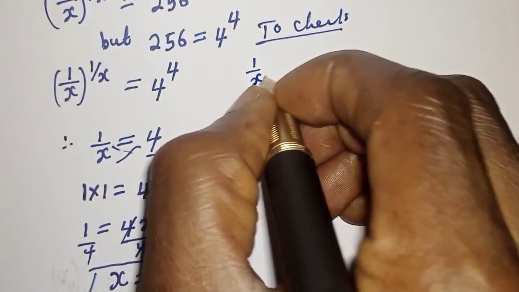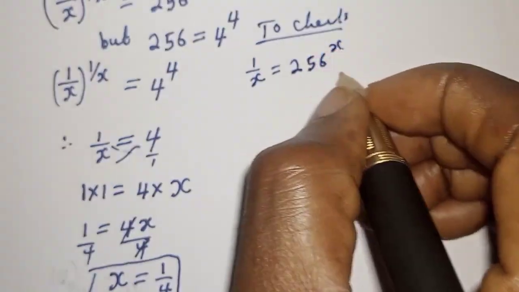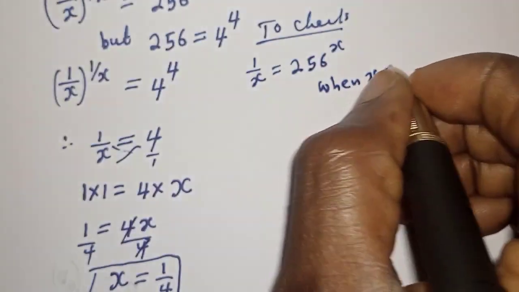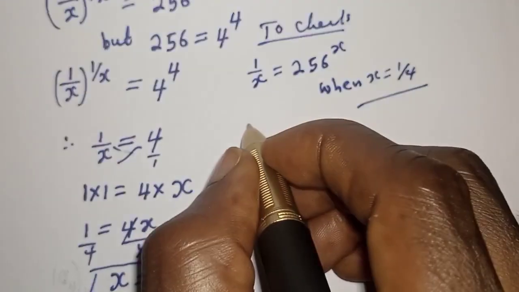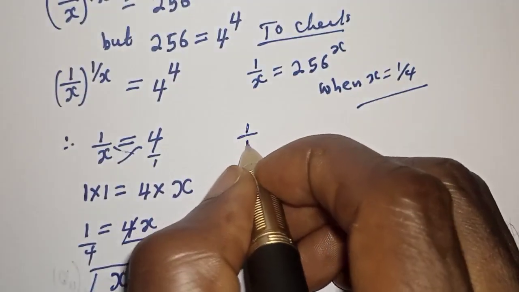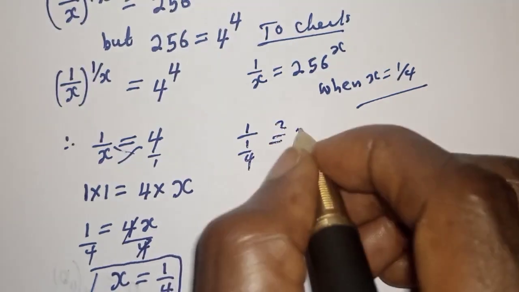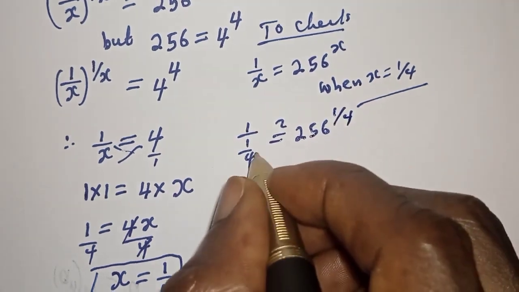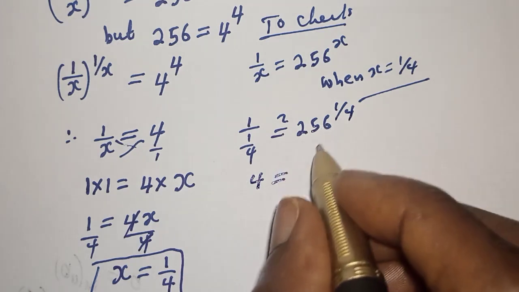1 over s is equal to 256 raised to power s. Then when s is equal to 1 over 4, here 1 over s is 4, which must be equal to 256 raised to power 1 over 4. The left hand side is 4, which must be equal to the right hand side.